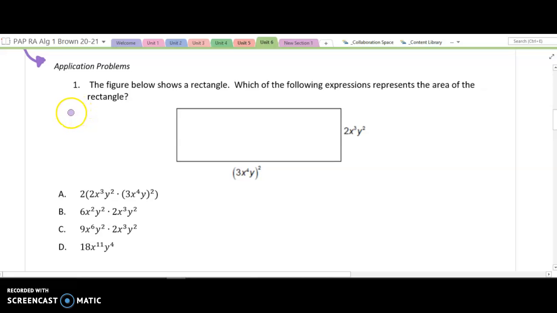Check with someone close by you. Think about what the question's asking. Talk to someone next to you. See if you're thinking the same way they are. If you both can't figure it out, ask me, okay? So don't just sit there, okay?